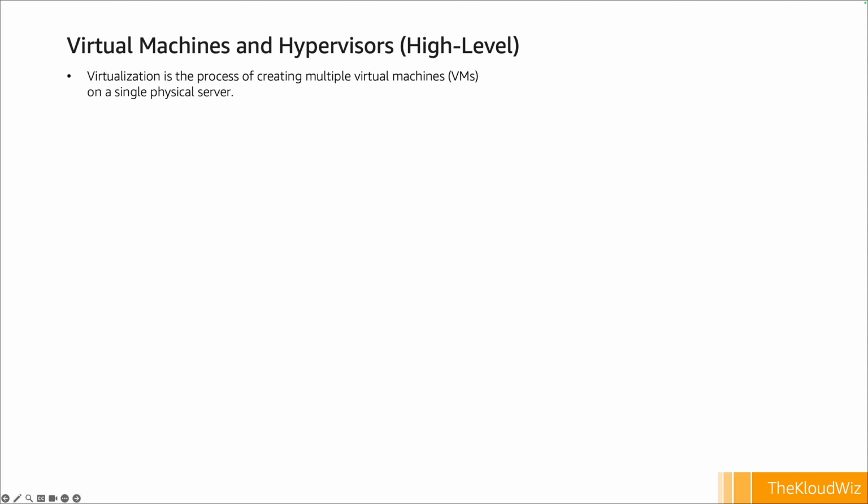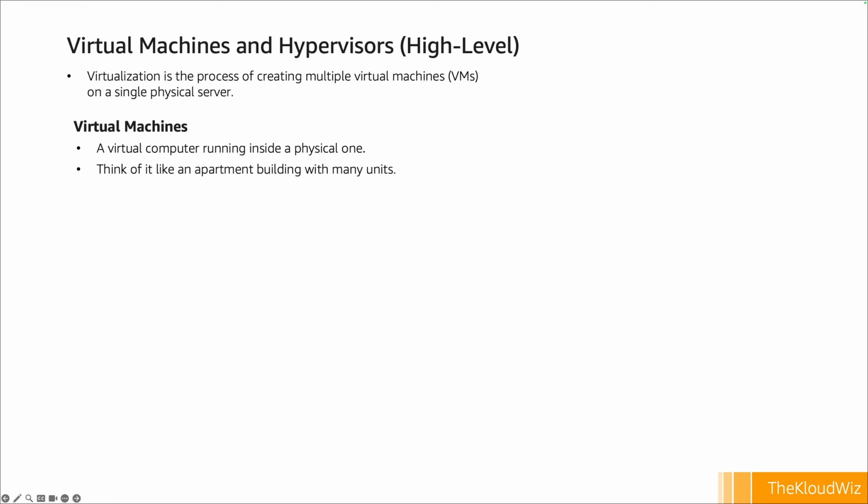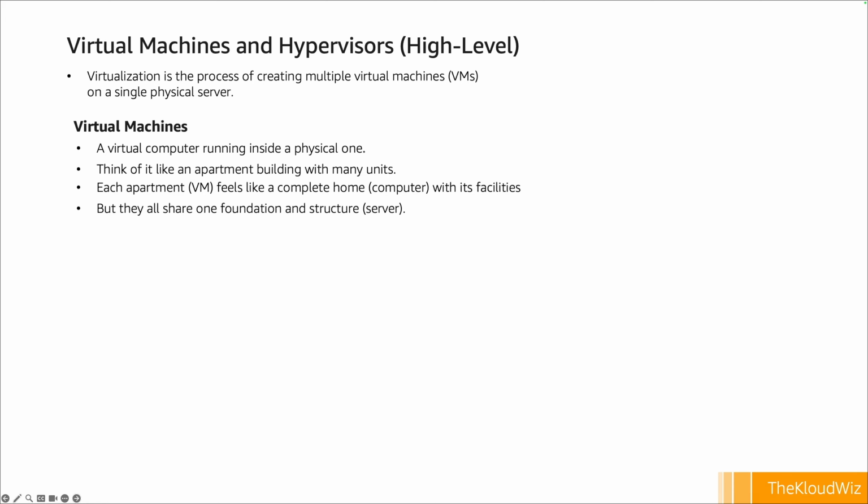So virtual machines are basically a computer running inside a physical one. Now think of this as an apartment building with many units, right? Each of these apartments feels like a complete home on its own. It will have its own kitchen, its own washroom, bedroom, and maybe a living room, right? One unit inside a complete apartment. That is basically how virtualization works, right? But at the fundamentals, they all share one foundation and structure, and that is the server.